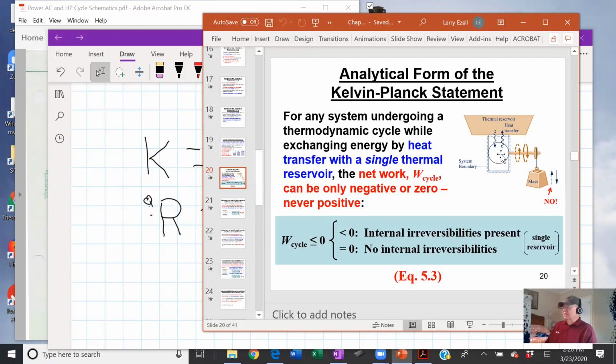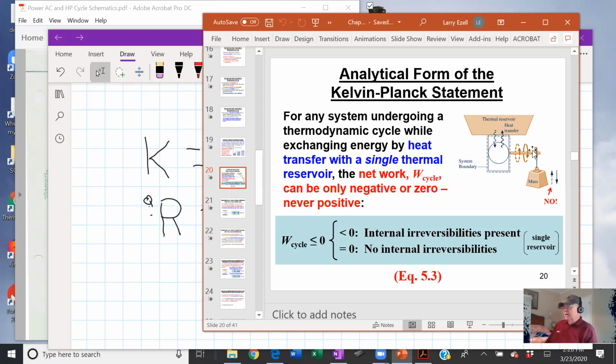So the work, now, this is the work of the cycle. That's really a bit hard to see here. But what that means, if we're transferring heat from a hot body or from one thermal reservoir, we cannot roll this up. We can't roll it up. We can't create net work to roll it up.